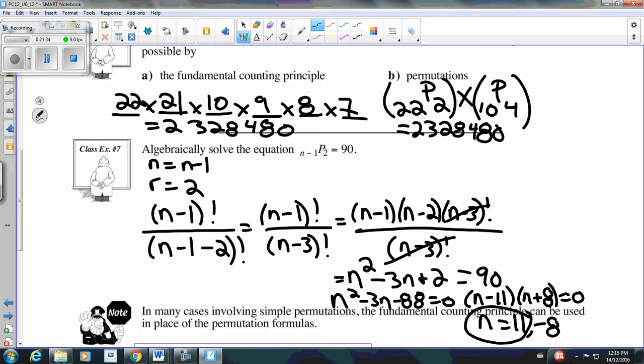In many cases involving simple permutations, the fundamental counting principle can be used in place of the permutation formulas. So you need to decide what you like better. To me, the fundamental counting principle makes sense, especially if I'm talking about rearranging things, but the permutations work just as well.